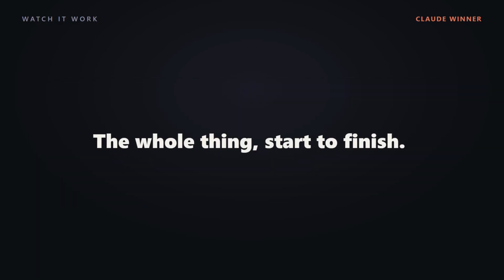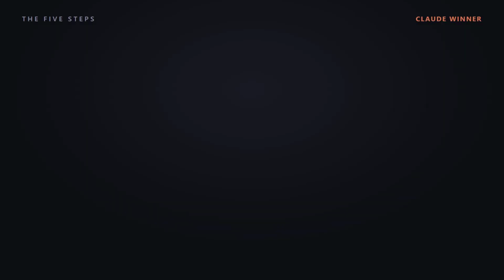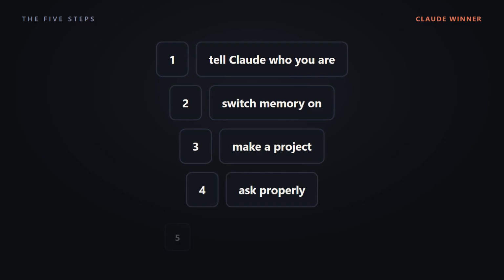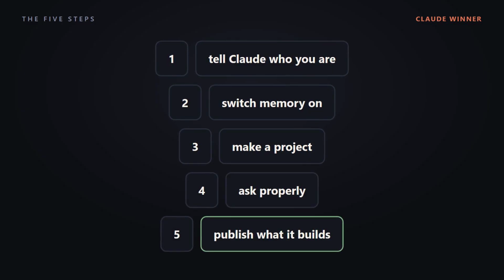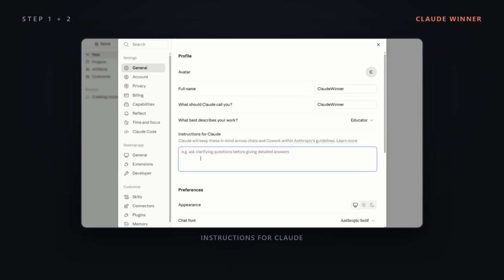You've seen the parts. Can a total beginner actually turn them into something real? Here's the whole thing, start to finish, on the free plan. Five steps, and you've met all of them already. One, tell Claude who you are. Two, switch memory on. Three, make a project. Four, ask properly. Five, publish what it builds. That's it. Watch how ordinary it looks. Two minutes of setup first.